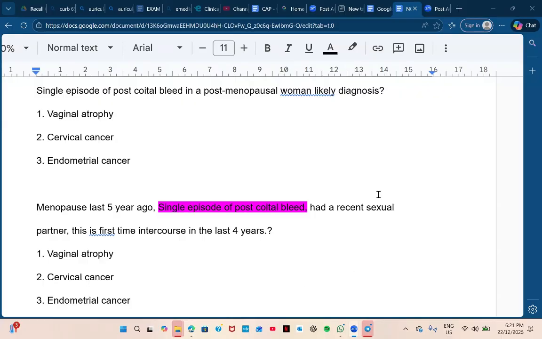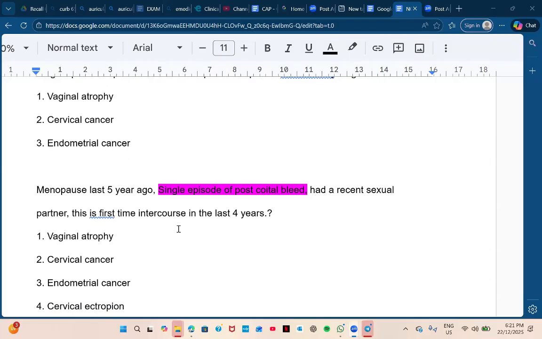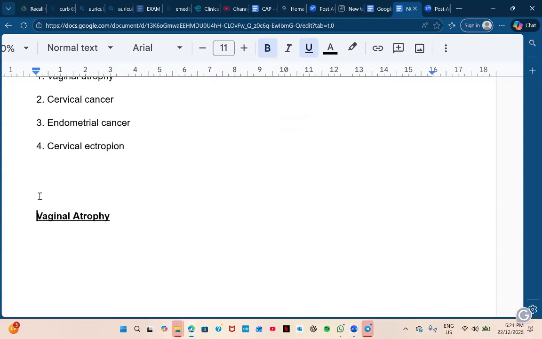It's a recall. In the real question, I think the patient had more symptoms. So, okay, this is the first time, and first time after 4 years. Menopausal last 5 years ago. And this is a postmenopausal woman, like the same question, I think. So let's discuss vaginal atrophy and why not others.